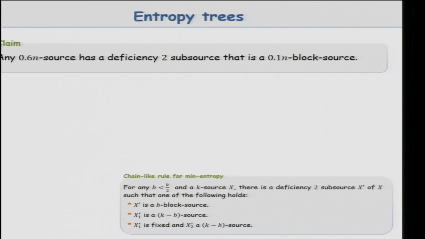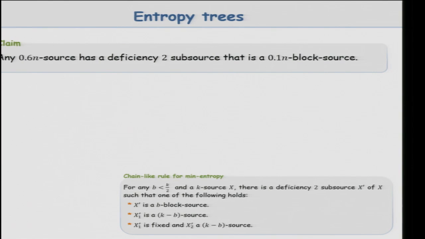So here is an easy case. I mean, it's not easy. You need this lemma, and this lemma is not that trivial, but it's easy given the lemma. Any source with entropy larger than 0.5n, say a 0.6n source, has a deficiency to a subsource that is a 0.1n block source. It makes intuitive sense that no half can steal all the entropy because the length is just half n. And this makes it more precise: if you have entropy larger than 0.5n, say 0.6n, and you move to a low deficiency subsource, then it's really a 0.1n block source.